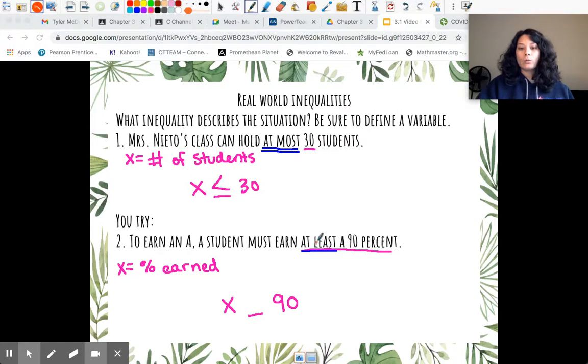Then I need to think about whether the X value, my variable, my percent earned, can be less than that or greater than that. If I earn a percent less than 90, if X is less than 90, so say an 89%, is that still an A? And the answer is no, you would have a B plus. So the percent can't be less than 90, but it can be greater than 90, right? If you earned a 91, that's still an A. If you earned a 95, that's still an A. If you earned a 100%, that is still an A. So I want my variable to be greater than or equal to this 90.